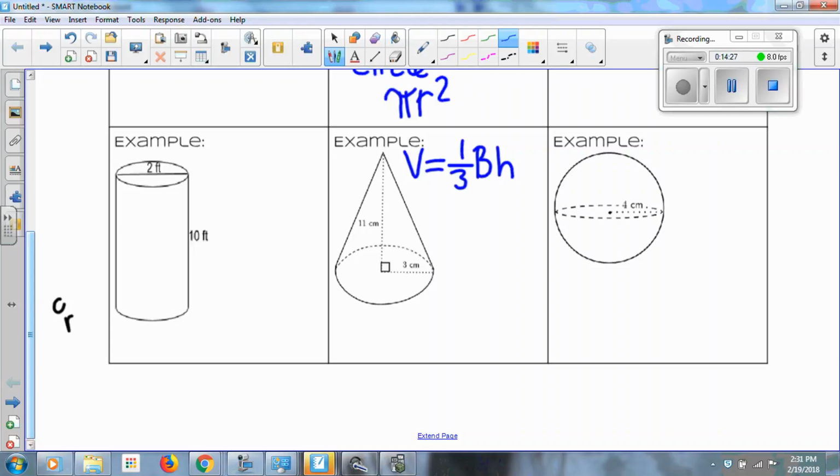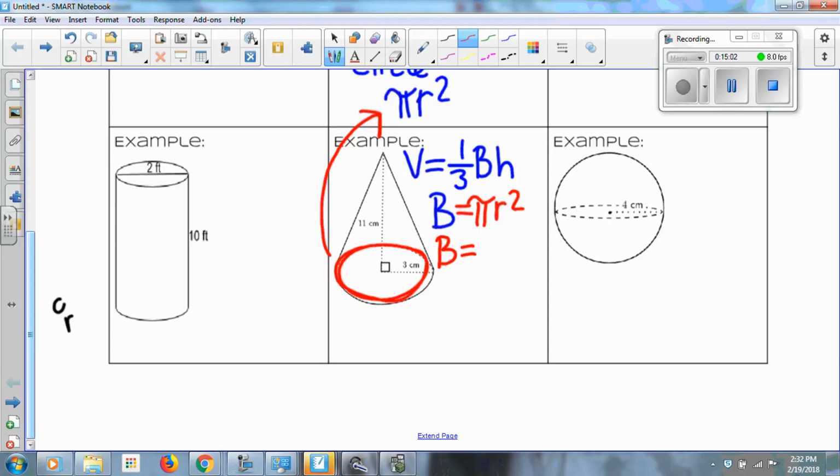Well, 1/3 is already a number. We don't have to define 1/3. First, we need to figure out what big B is. Well, big B is the area of our base. So here's the base of our cone. It's our circle. And that's what we found up here with our formula. So big B is going to equal pi r squared, because that's the area of the base. Big B is just a shorter way to write it. So we know that big B is pi r squared. Let's find out what it equals.